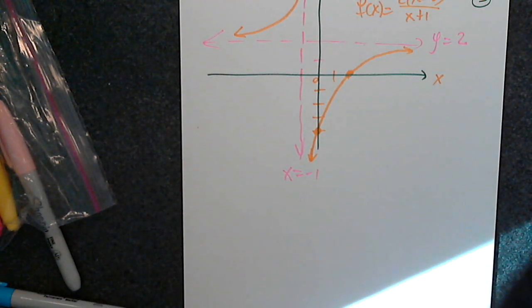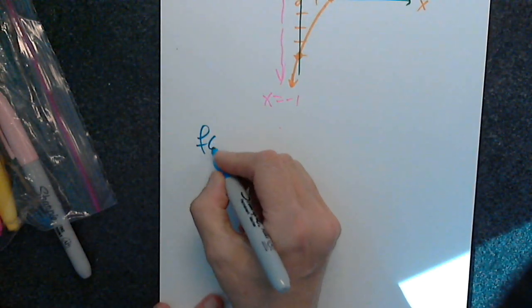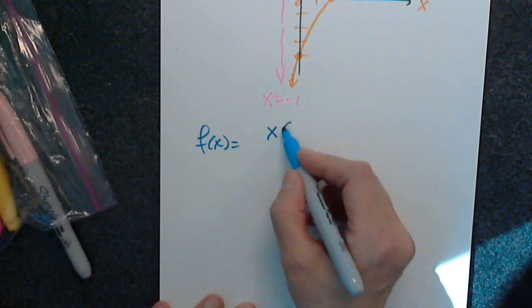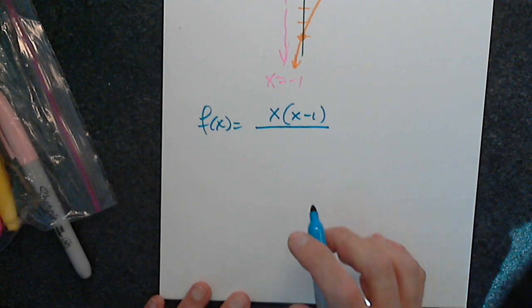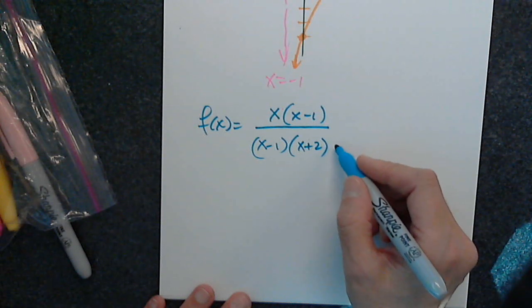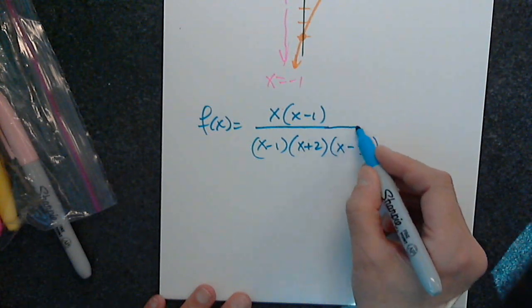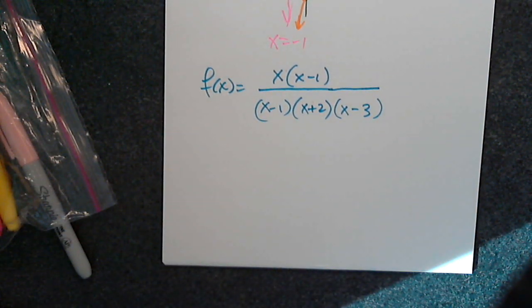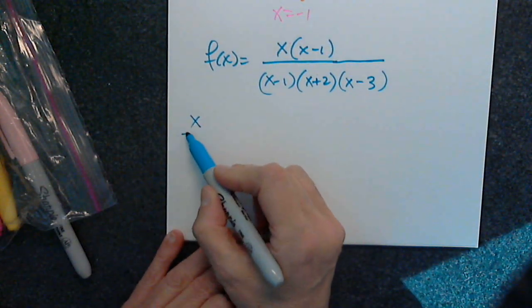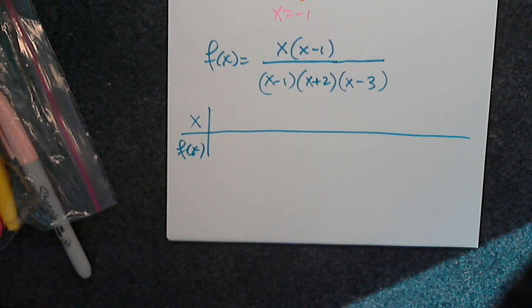Any questions? Yes. Tim? No. Okay. Questions? Okay, let's take a look at the following. So let's say f of x equals (x minus 1)x over (x minus 1)(x plus 2)(x minus 3). Let's start with the domain. Can anyone give us a domain?